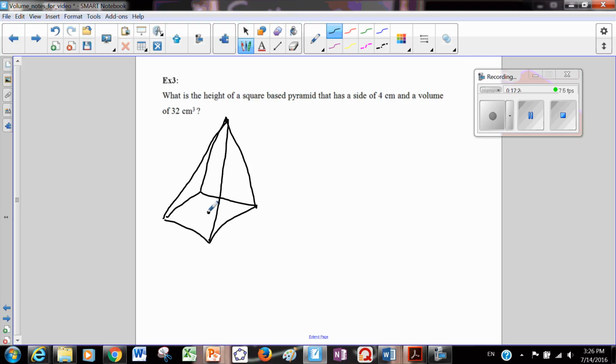And the height is this measure that goes in the middle. Okay, that's the height. I'm going to call it h here. That's my height. And you have a side of 4 centimeters. And we know we have a volume of 32 centimeter cube.